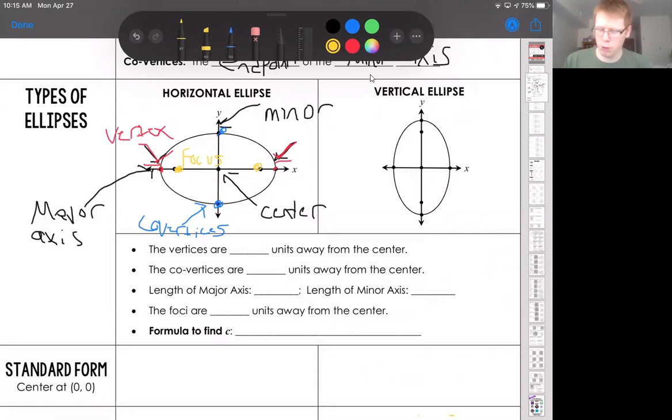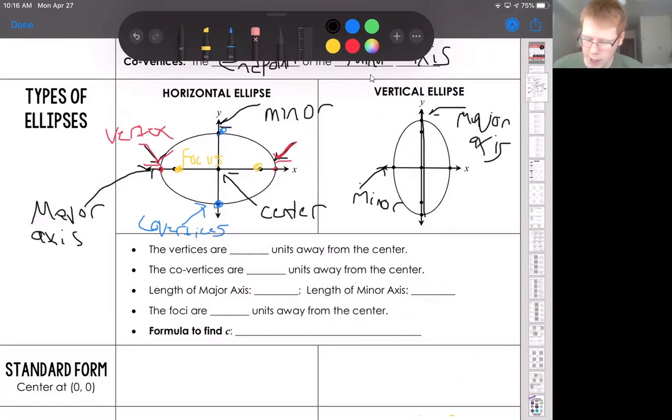So this holds true. The only difference between the horizontal and the vertical ellipse is this line here. Now that's my major axis because it's the longer one. So my vertical line's the major axis, and then this one going horizontally is my minor axis.